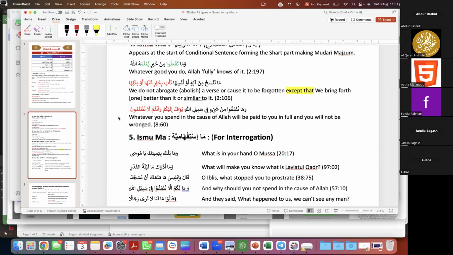Waffa. Yuwaffa. I think the root was wafa. Waffa, yuwaffi, correct? Yuwaffi, and we said yuwaffi, but if it is majhul, then yuwaffa. It is mudari majhul, then it will be yuwaffa. You remember, okay? And then the ya dropped here.